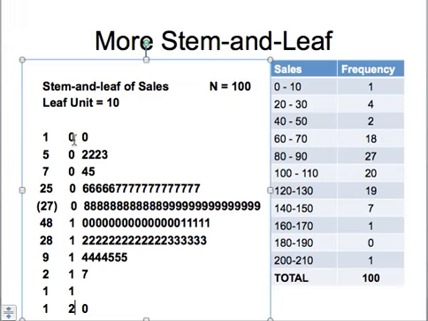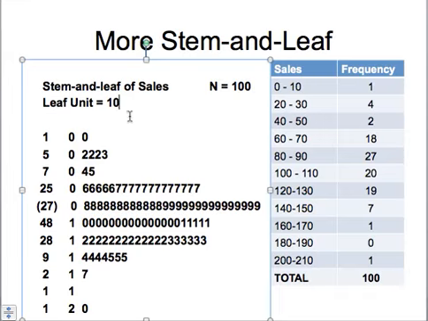Now, between 0 and 90, if you notice, those numbers were split up into 5 rows. A key thing to note is that the class width of each of these rows is supposed to be the same. In other words, the number of numbers allocated in each of these rows should be the same.